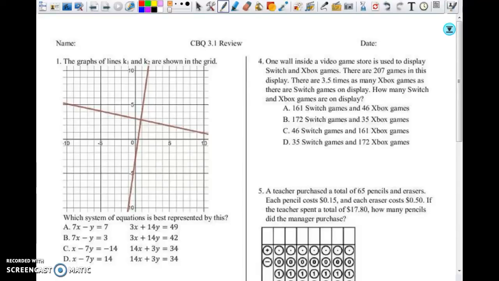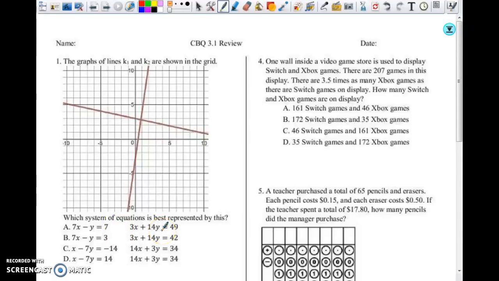Okay, this is going to be the review for Thursday, your CBQ 3.1 that we're taking on Thursday. So this video will be 1 through 5. So for the first one, the graphs of line K1 and K2 are shown in the grid. Which system of equations is best represented by this? So all you got to do is let's check. Let's put A in and see, does it give us this graph?